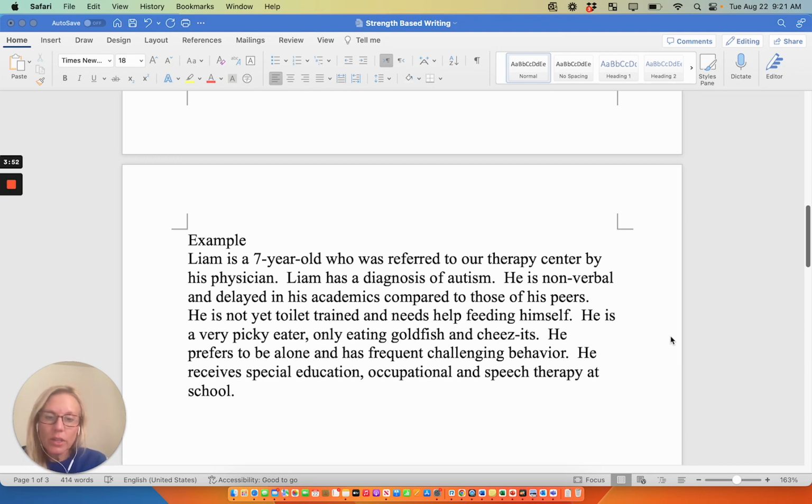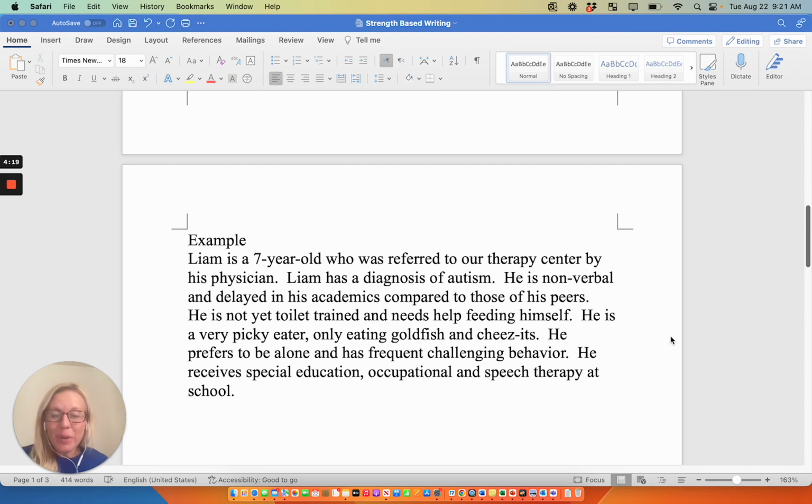He receives special ed, OT, and speech at school. Okay, so this is, like I said, typically what we might read. But I think when I read this as maybe a provider who's getting Liam, or maybe as an assistant who's starting to see him, it doesn't really give me a direction on what I need to do. It tells me what he can't do, but it doesn't really give me a baseline of where to start from or what I should try, what should I have in that first session.